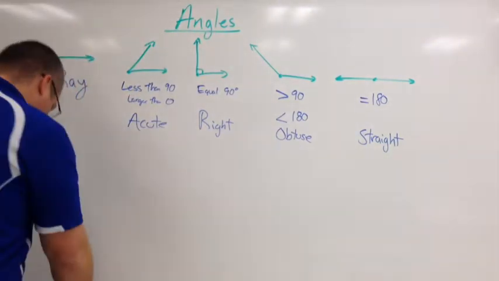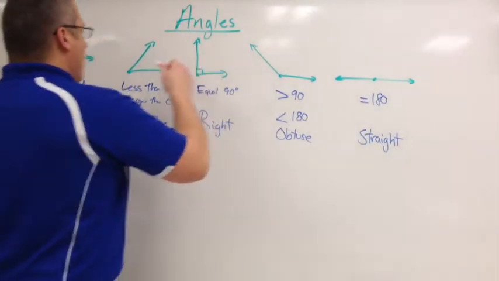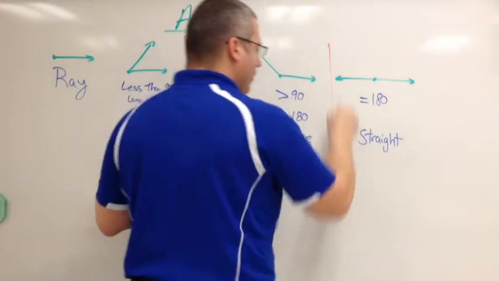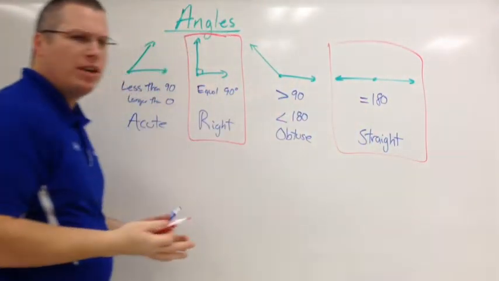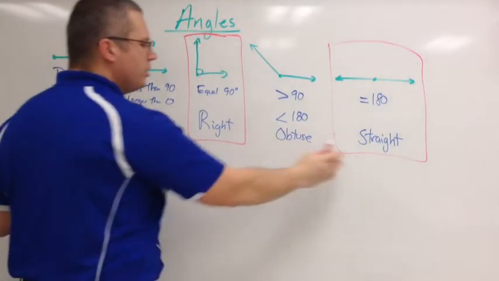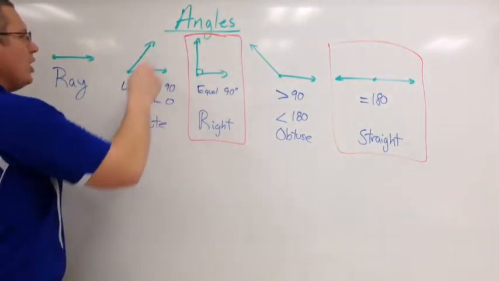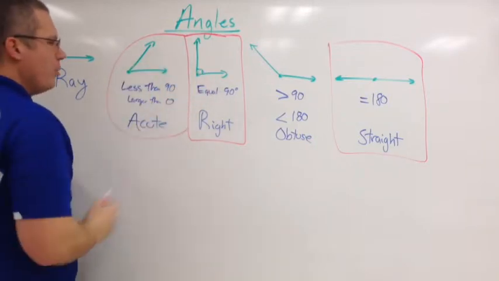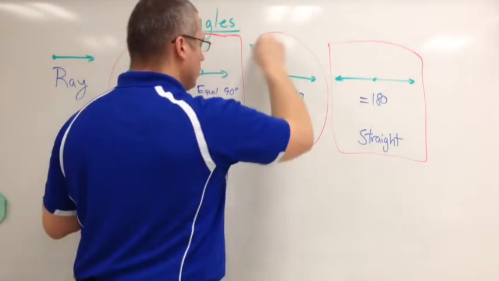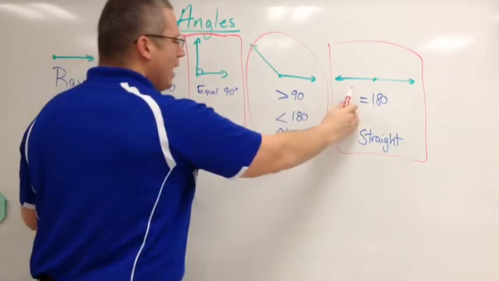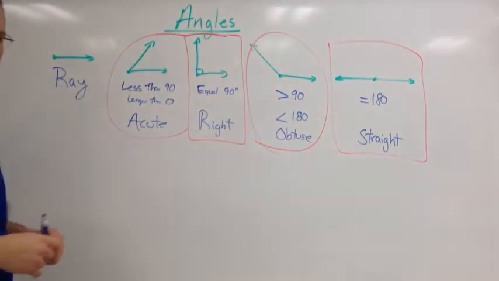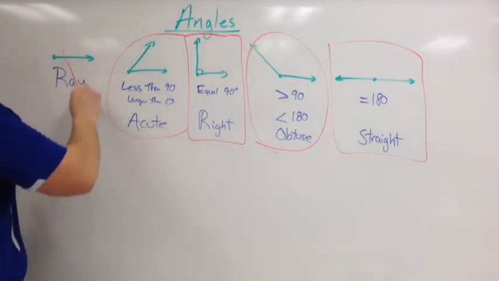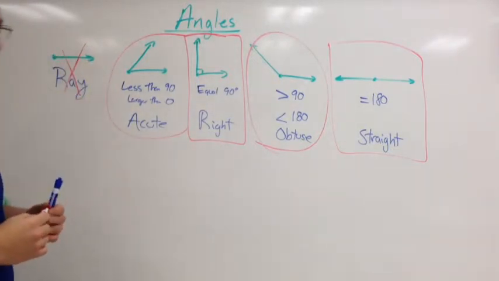So take a look at what you have. You have your extremes. You have a 90, you have a 180. So those become important numbers in geometry. This is my right angle, this is my straight angle. An acute angle is smaller than a right angle. An obtuse is between a right angle and a straight angle. So these are my 4 types of angles that we're going to talk with. The ray was kind of extra, just to see if we knew that it was a ray, not really an angle.